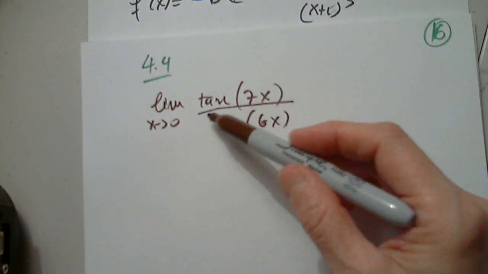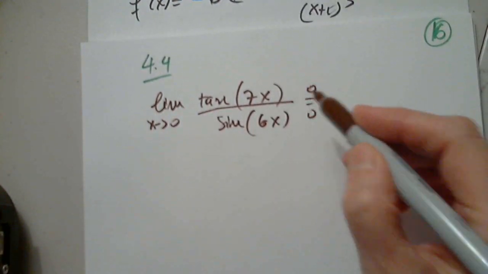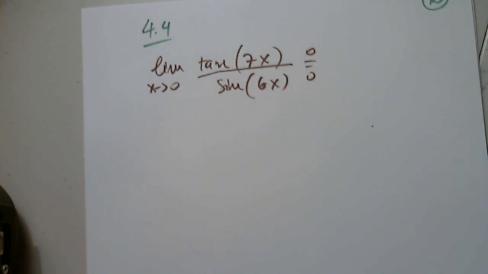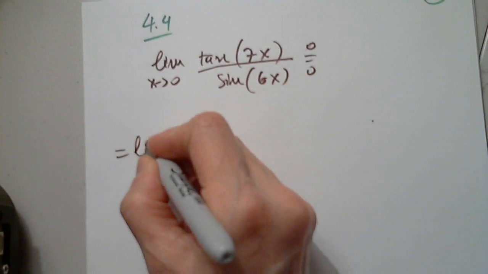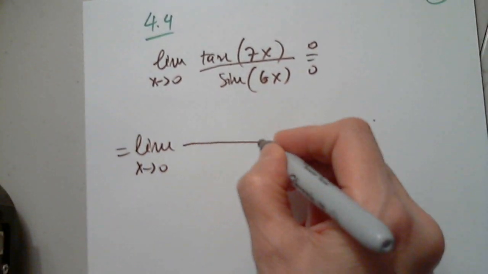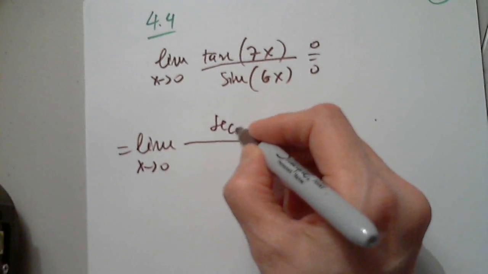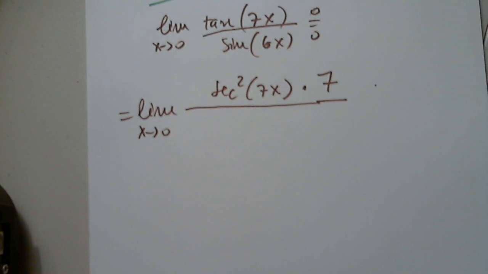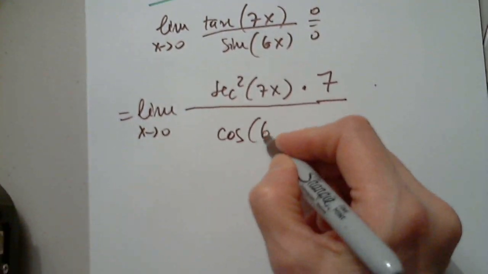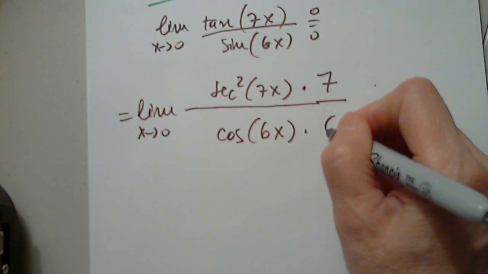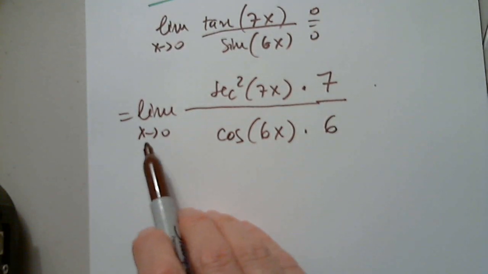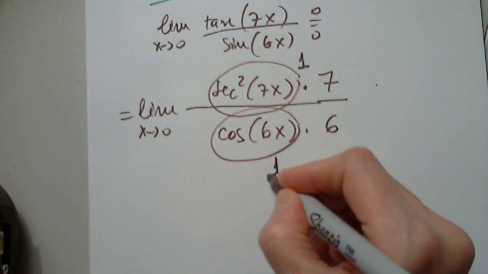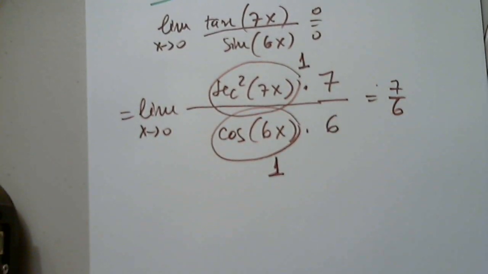Since tangent 0 is 0 and sine 0 is 0, we can use L'Hopital's rule. That's one option, it's not the only option. But if we do that, tangent prime is secant squared of 7x times the inner function prime. And sine prime is cosine 6x times the inner function prime. As x approaches 0, this is 1, this is 1, so the answer is 7/6.